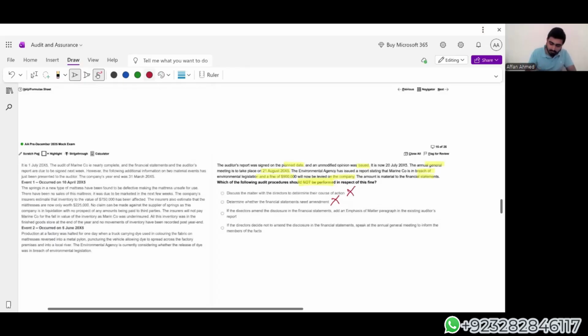So option 3 is the correct answer, but let's read option 4 as well. If the directors decide not to amend the disclosure in the financial statements, speak at the annual general meeting to inform the members of the facts. So informing them at the AGM would be a proper step that we would do. Okay, I've mismarked it. The last one is the incorrect one. Option number 3 is the correct one. We would not add an emphasis of matter paragraph and make the financial statements be amended, because this is a non-existing event. Okay, so with this we have completed our section A of our pre-mock.